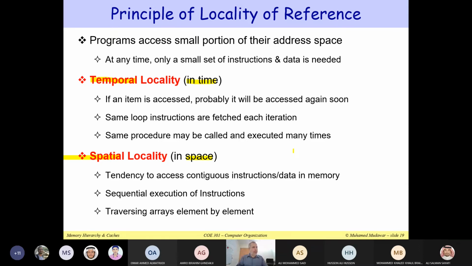The same thing for arrays. You place the data next to each other in memory, they are contiguous, and therefore you traverse the arrays element by element. So you can actually store many elements or many instructions of the program inside a block inside the cache. And therefore, when you transfer, you don't really transfer one instruction at a time, you transfer a block of instructions or a block of data from the main memory into the cache.